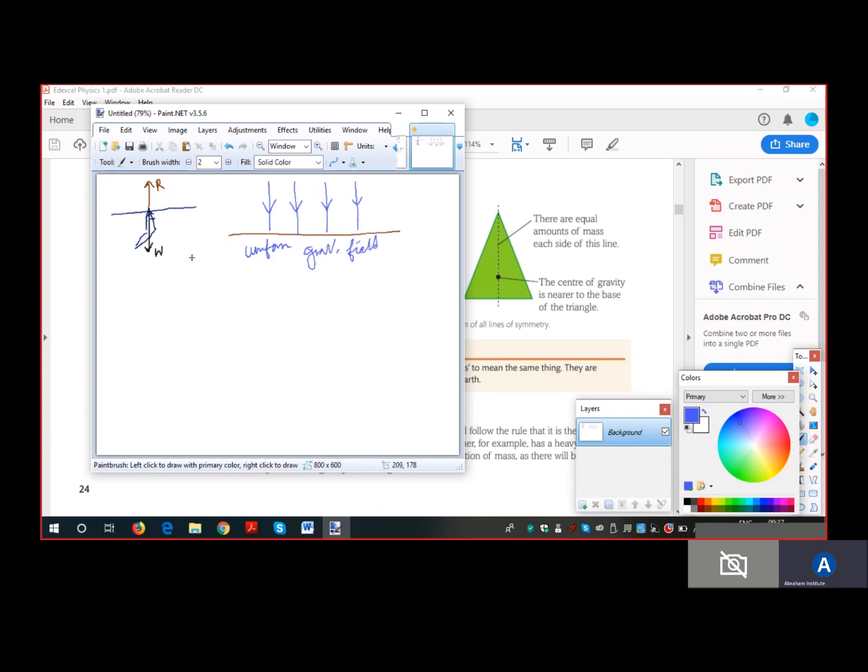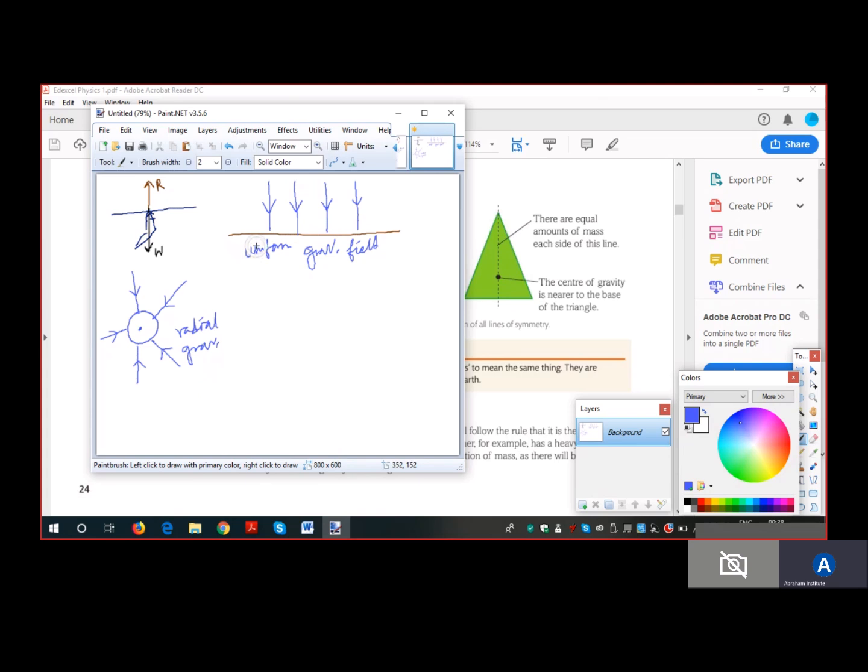But if you look at the earth from the moon, then the gravitational field lines go this way, like that. So it is like the radius of a circle. The center of the earth is there, and all of the lines are like that. So this is a radial gravitational field. You will learn this under gravitational fields.